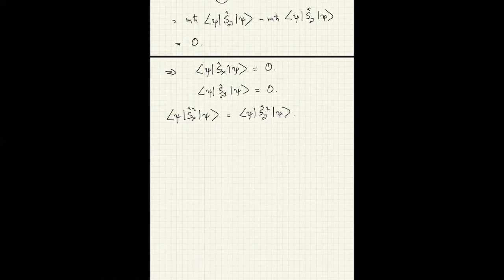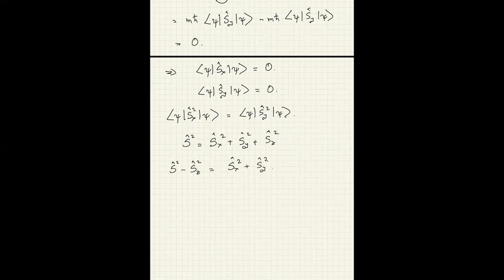Let's figure this out. What is the expectation value of Sx square? Let us start with the definition of S square: S square is Sx square plus Sy square plus Sz square. Or I can write this as S square minus Sz square equals Sx square plus Sy square.